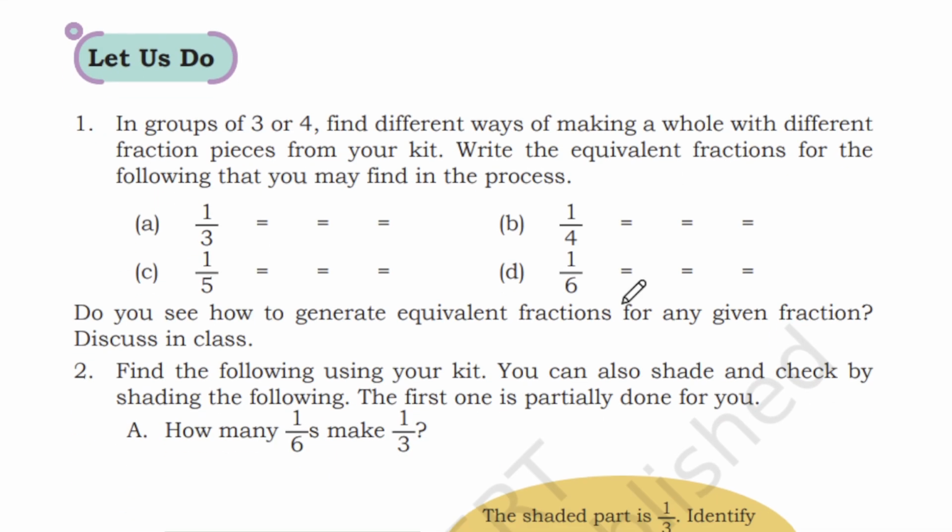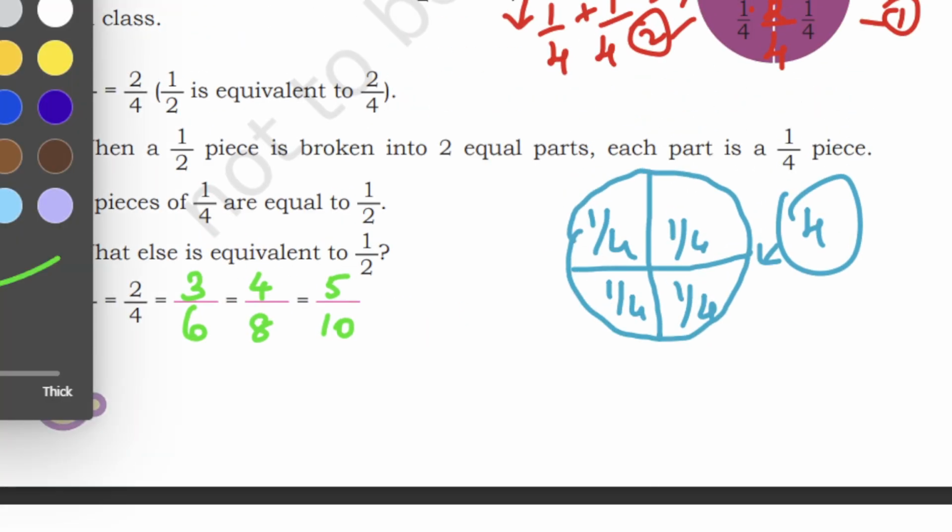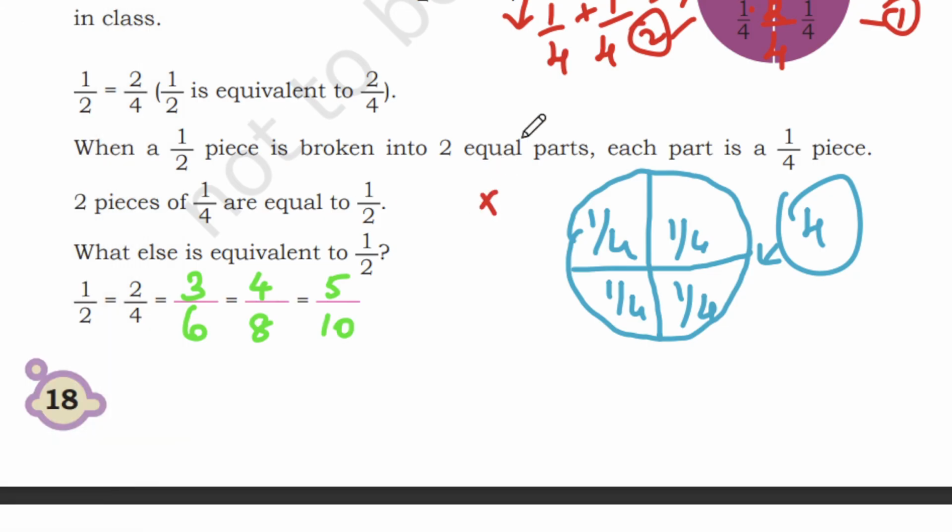Okay, so next let us do. Students, I'll tell you one more important thing. To find an equivalent fraction, this is going to be very, very useful during your examination. To find an equivalent fraction, you have to multiply the numerator and denominator by the same number. For example, if you have 1 by 2 and in the exam they ask you to write the equivalent fraction of 1 by 2, what you have to do? You have to multiply by any number. For example, if you multiply by 3 in your numerator, in your denominator you also need to multiply by 3.